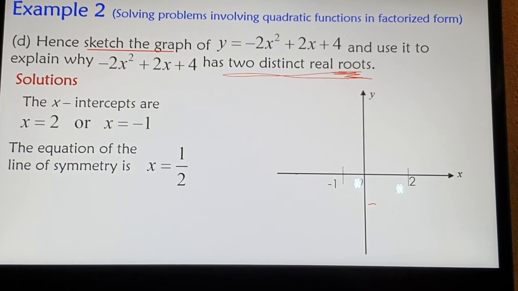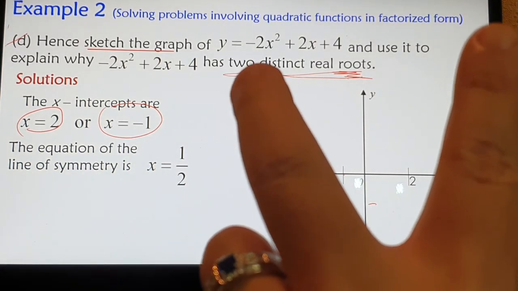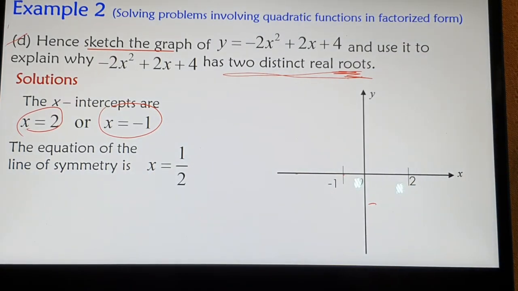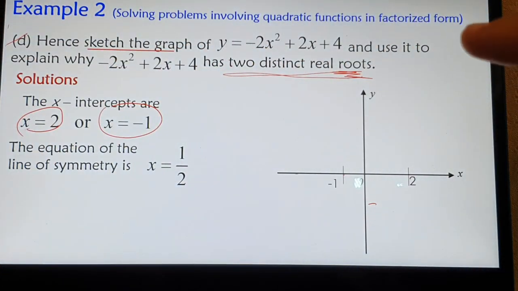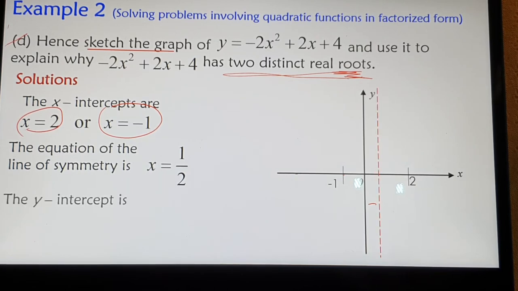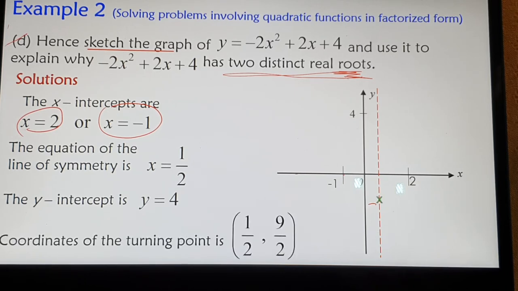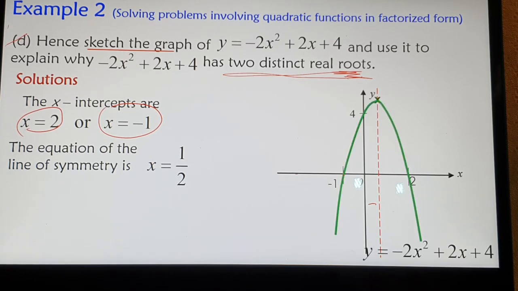What I'm trying to tell you just now is when you have x equals 2 and x equals minus 1, minus 1 is here, 2 is here, right? So your curve is going to be more to the right side. You draw it like that. This is your line of symmetry, you draw it like that. That's all.